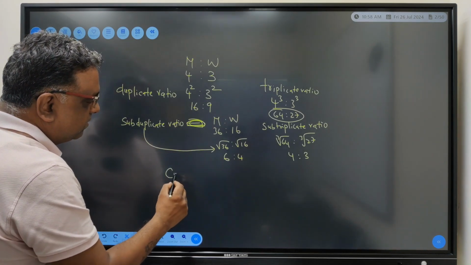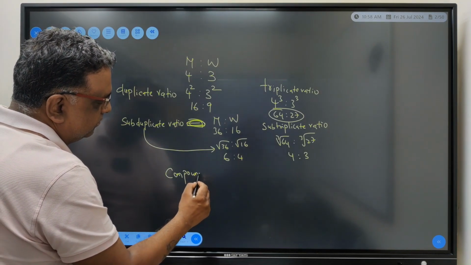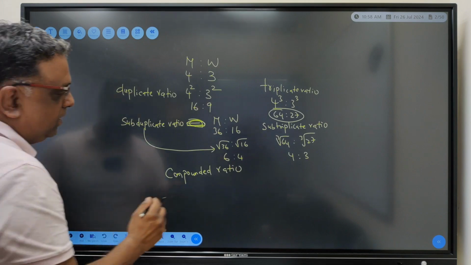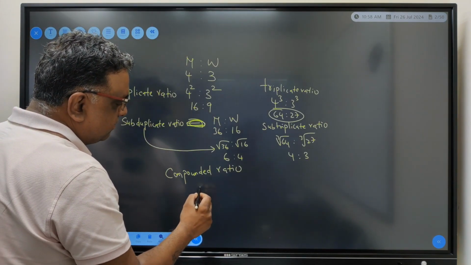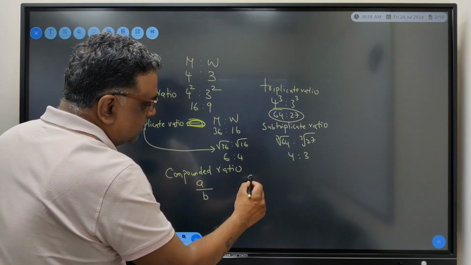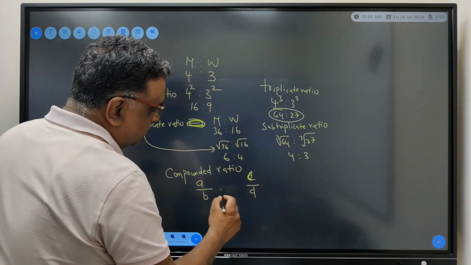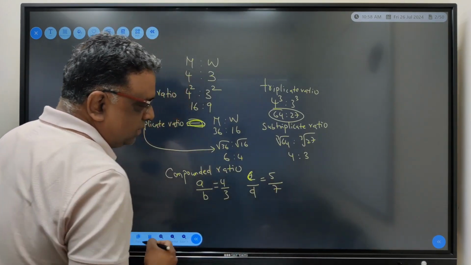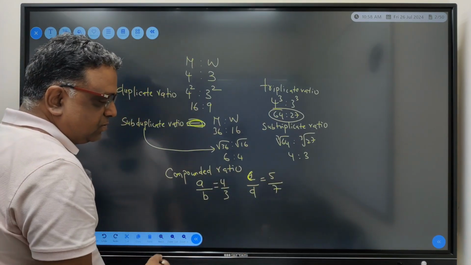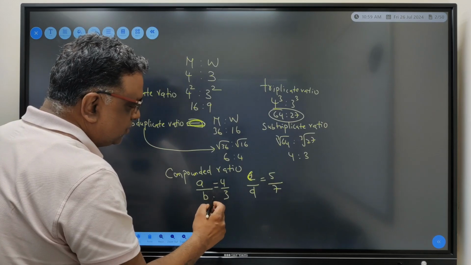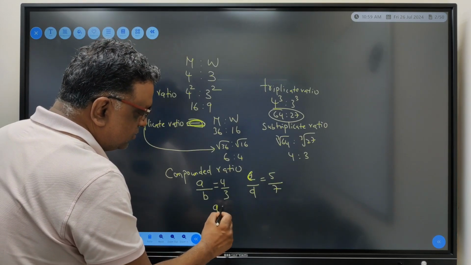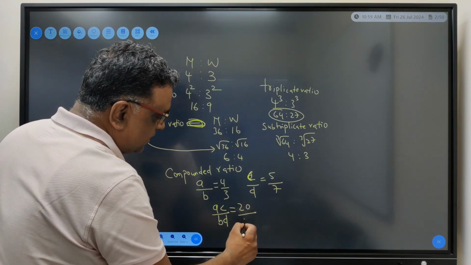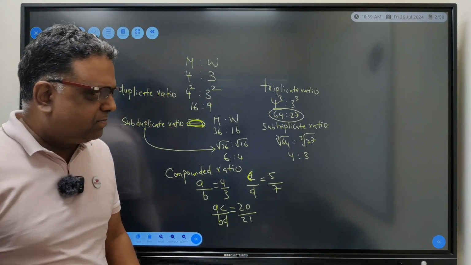Let us understand what do you mean by compounded ratio. By compounded ratio we mean that suppose there are two ratios, A upon B and C upon D. So A upon B is 4/3 and C upon D is, let us say, 5/7. Then I want to find the compounded ratio of these two. The compounded ratio is A into C upon B into D, which is 4 into 5, 20 and 3 into 7, 21. Clear? Some basic things.